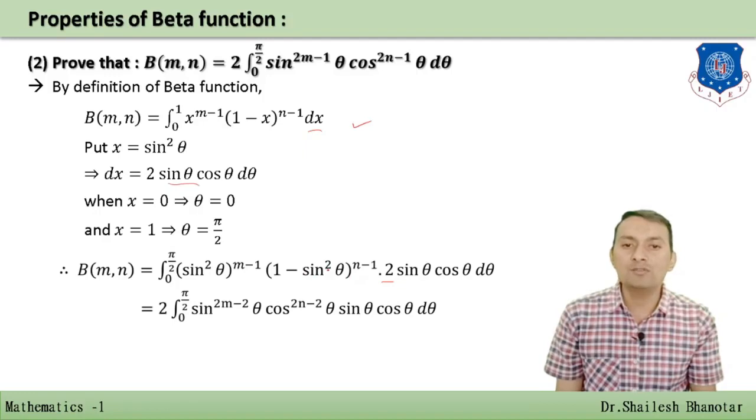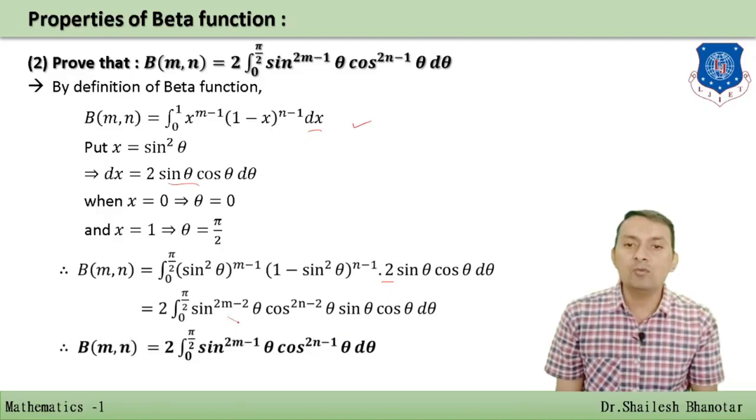And here 1 minus sin square is nothing but cos square, and cos square raised to n minus 1 can be written as cos raised to 2n minus 2 theta, and sin theta into cos theta d theta is there. When we simplify, we get sin theta raised to 2m minus 1 and cos raised to 2n minus 1 and then d theta. So beta(m, n) is equal to 2 times the integral from 0 to pi by 2 of sin raised to 2m minus 1 theta into cos raised to 2n minus 1 theta d theta. So this is the proof of property number 2.